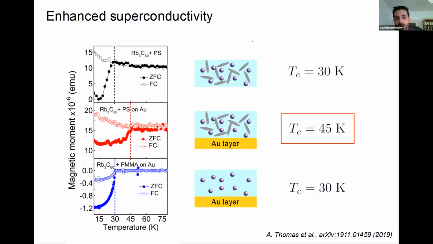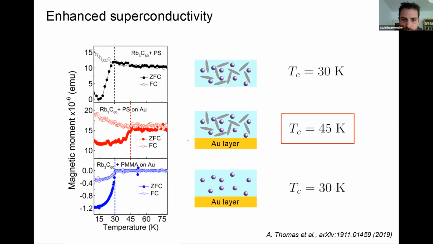In order to check this cooperative strong coupling mechanism, they prepared different kinds of samples. The first one has no metal layer, so no surface plasmons. And the second one has no auxiliary coupler. In this case, they just replaced polystyrene with an inactive polymer, PMMA, which does not have any vibrational band overlapping with the mode in the superconductor. And in both cases, we see that the Tc is 30 Kelvin, so it is not modified as compared to rubidium-3 C60 alone. And it is only when both polystyrene and the metal layer are present that the Tc is actually enhanced to 45 Kelvin. So this is a 50% increase of the Tc.